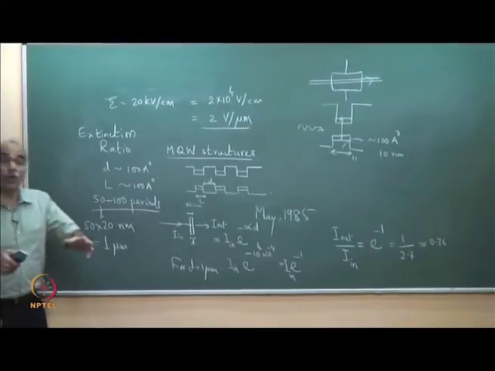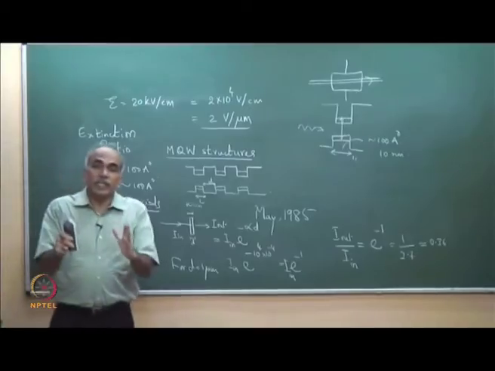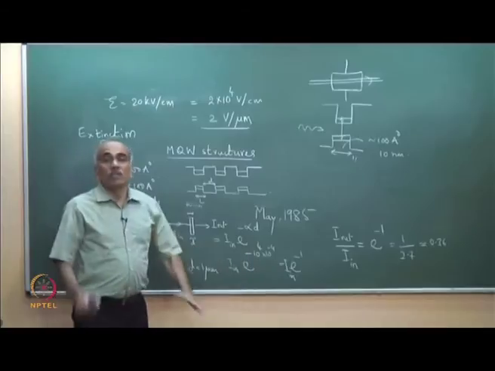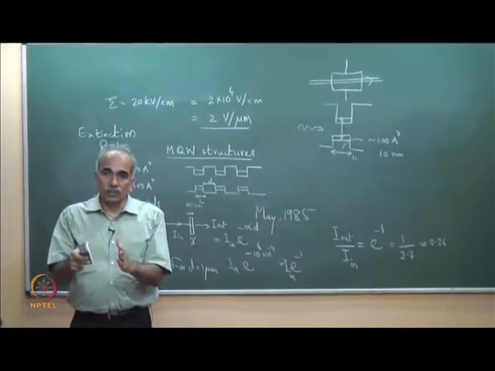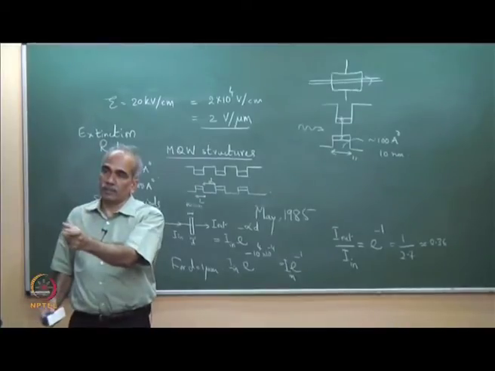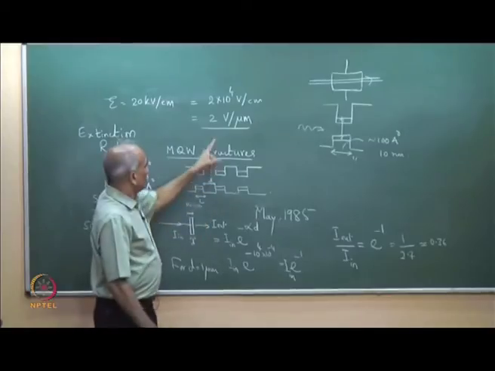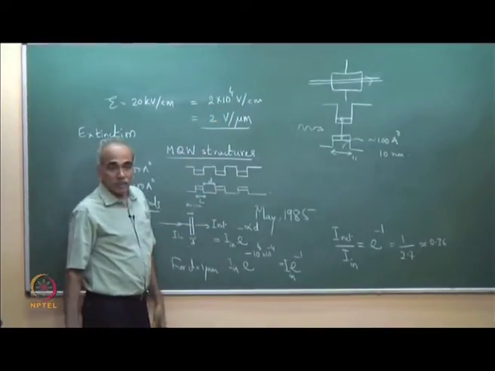I have still not told how to apply the electric field. First, I have said that if you are going to use the quantum confined Stark effect, we need at least 100 periods, 100 quantum wells, to have a significant effect. How to apply the electric field? We have to apply this much, which means 2 volt per micrometer.